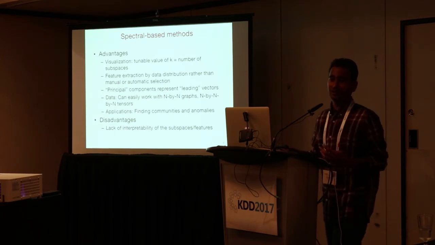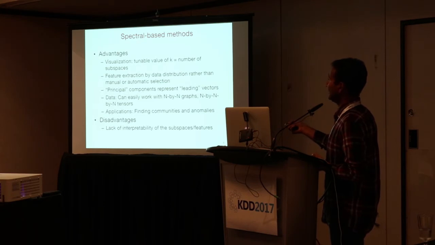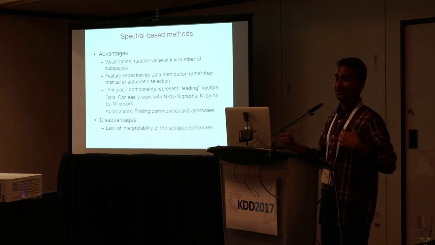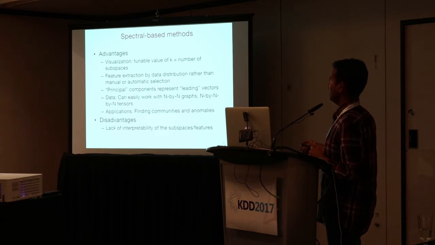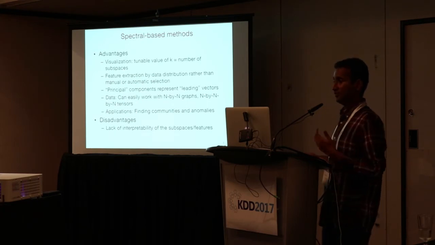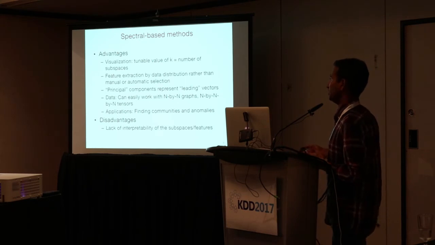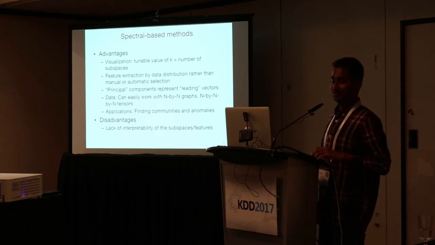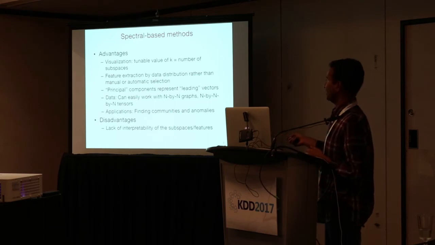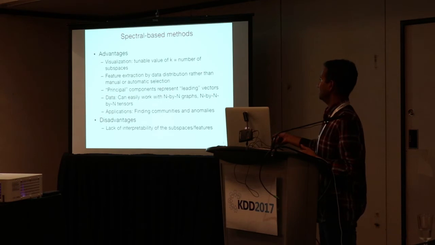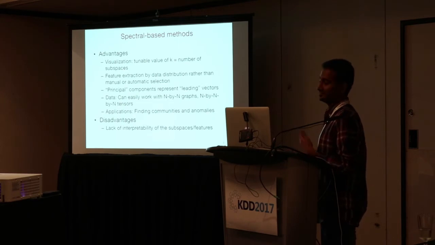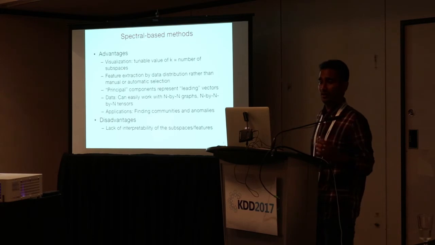So the advantages of spectral-based methods are several. It is very easy to visualize. You can tune the value of k, which is the number of subspaces, and you can get lots of different information. Feature extraction is not needed. Just by looking at the leading singular vectors, which are the principal components, you can get the majority of the information that lies in this particular matrix. And graphs are everywhere, so you can represent them as n by n graphs or n by n by n tensors, where the last n can be a feature representation as well. And it has lots of different applications, including community detection and anomaly detection and so on.